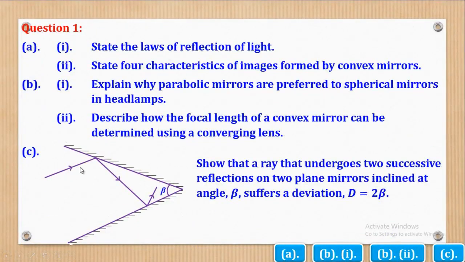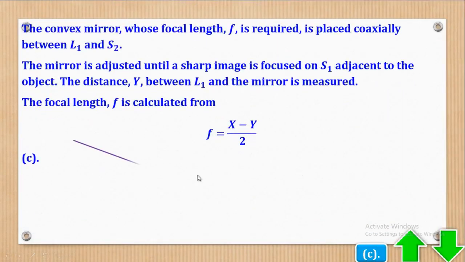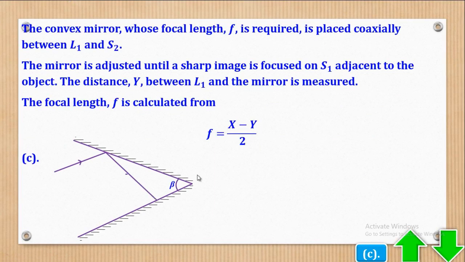So part C, they give us this diagram, and they say to show that a ray that undergoes two successive reflections on two plane mirrors inclined at an angle beta suffers a deviation d, which is 2 beta. So the first thing to do is to redraw the diagram which was given, because we have to put the glancing angles to help us get the required proof. So that is what was given.